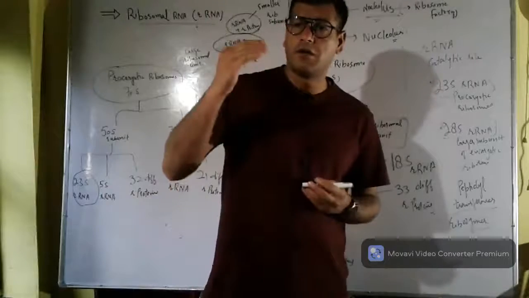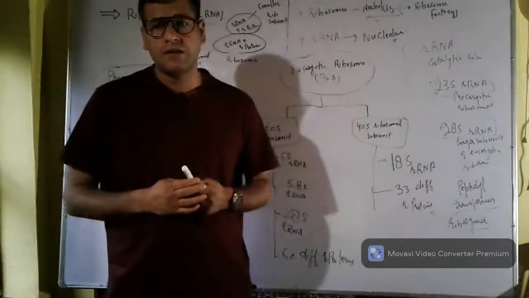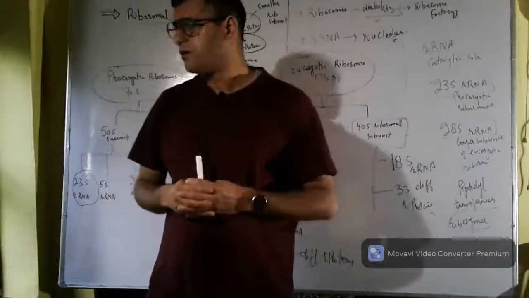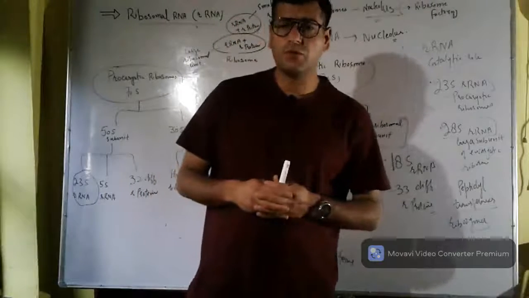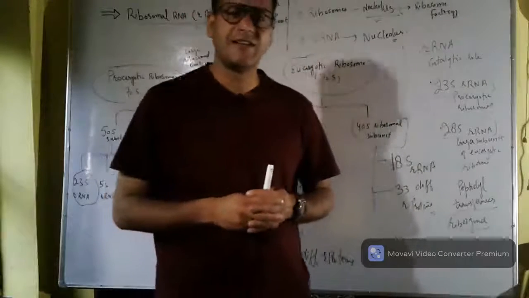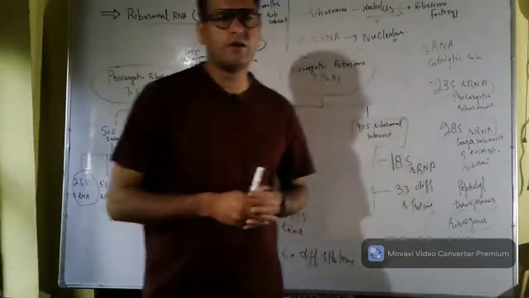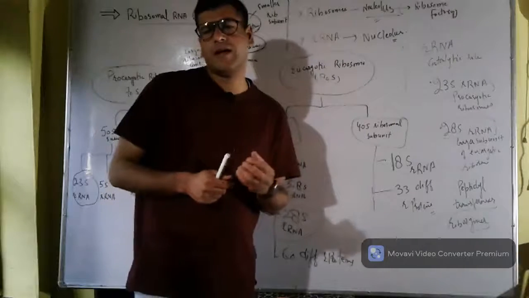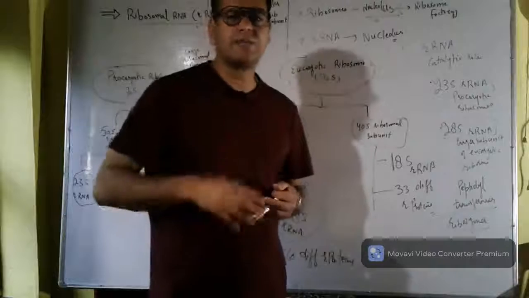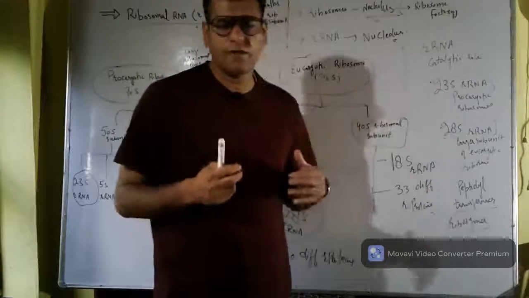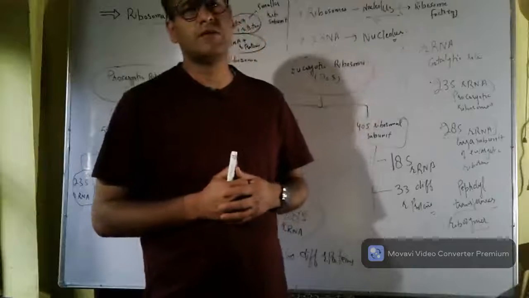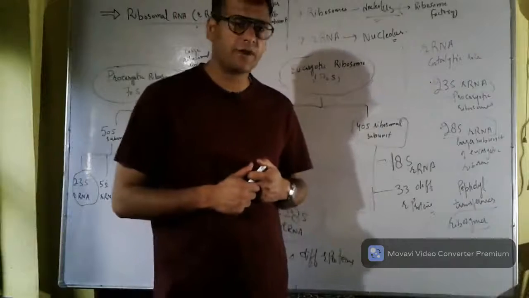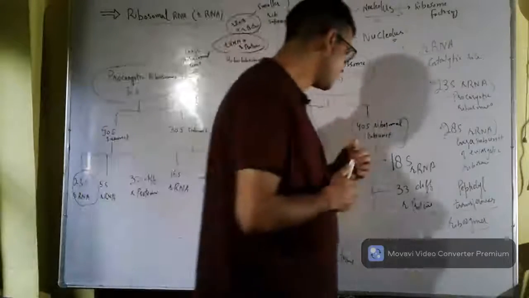This ribosomal RNA is synthesized in the nucleolus. In the nucleus, we have specific chromosomes with specific regions. Those genes are called nucleolar organizing regions, which are actively involved in ribosomal RNA synthesis. Then this ribosomal RNA is stored in the nucleolus, and also ribosome assembly, that is assembly of the smaller and larger subunits of the ribosome, occurs in the nucleolus. So the nucleolus is known as the ribosome factory.